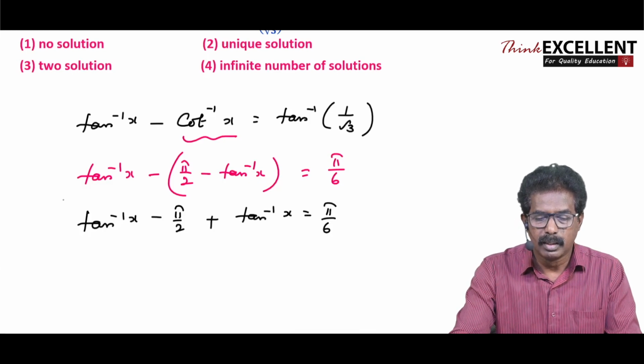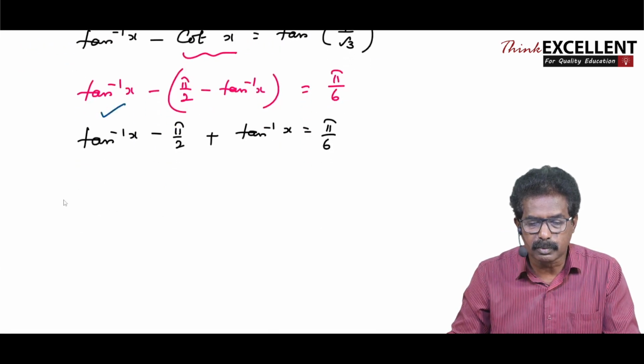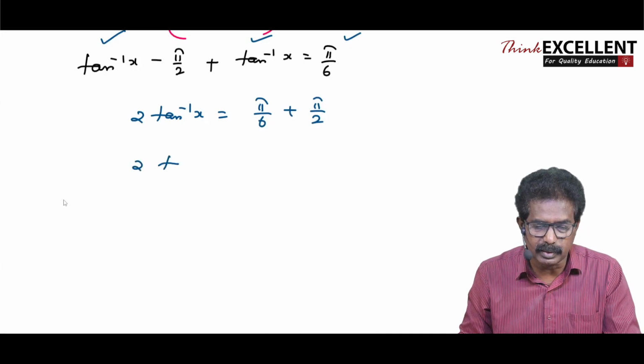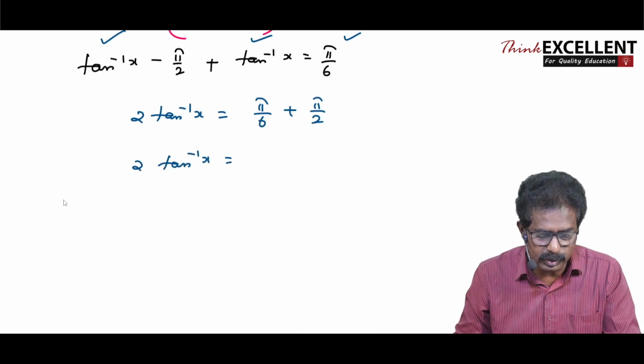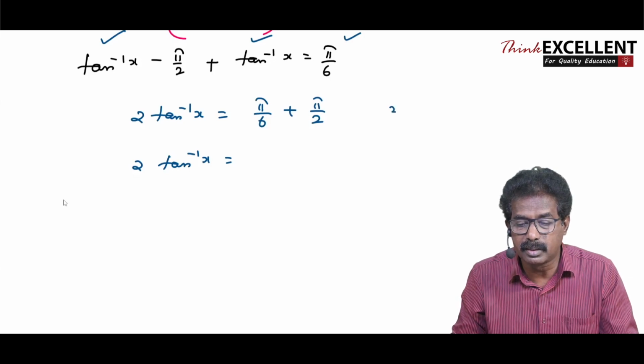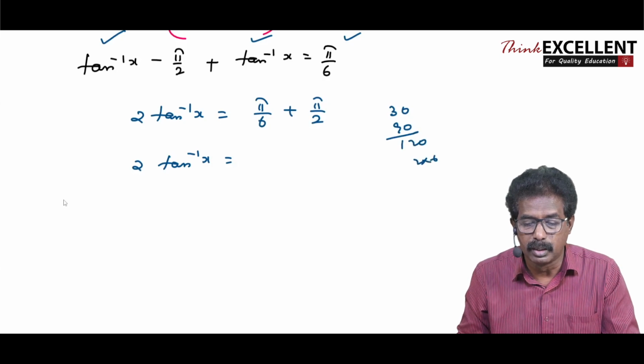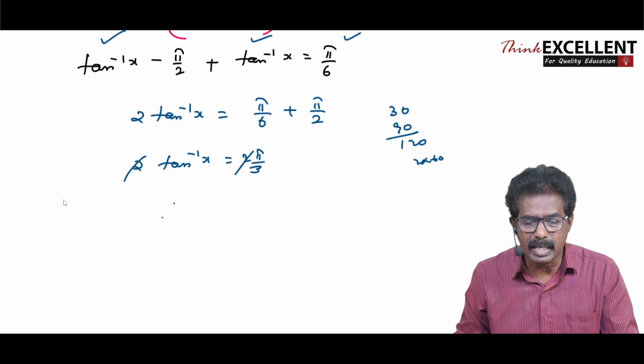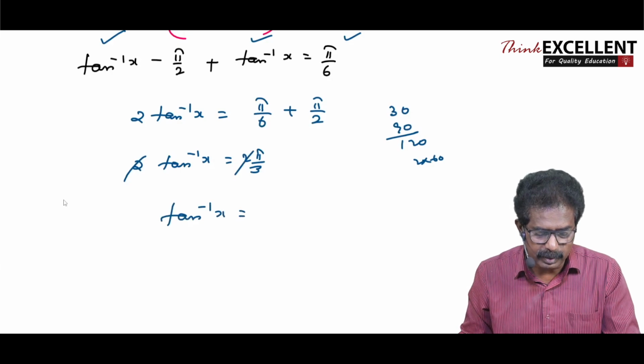Now listen, simplify like terms: tan inverse x plus tan inverse x is 2 tan inverse x equal to pi by 6 plus pi by 2, right? If you simplify these two, see what you are getting here. Pi by 6 is 30, pi by 2 is 90, so you are getting 120, 2 into 60, 2 into pi by 3, that is 2 pi by 3. You can take LCM and do it, and cancel 2 on both sides. So tan inverse x is pi by 3.